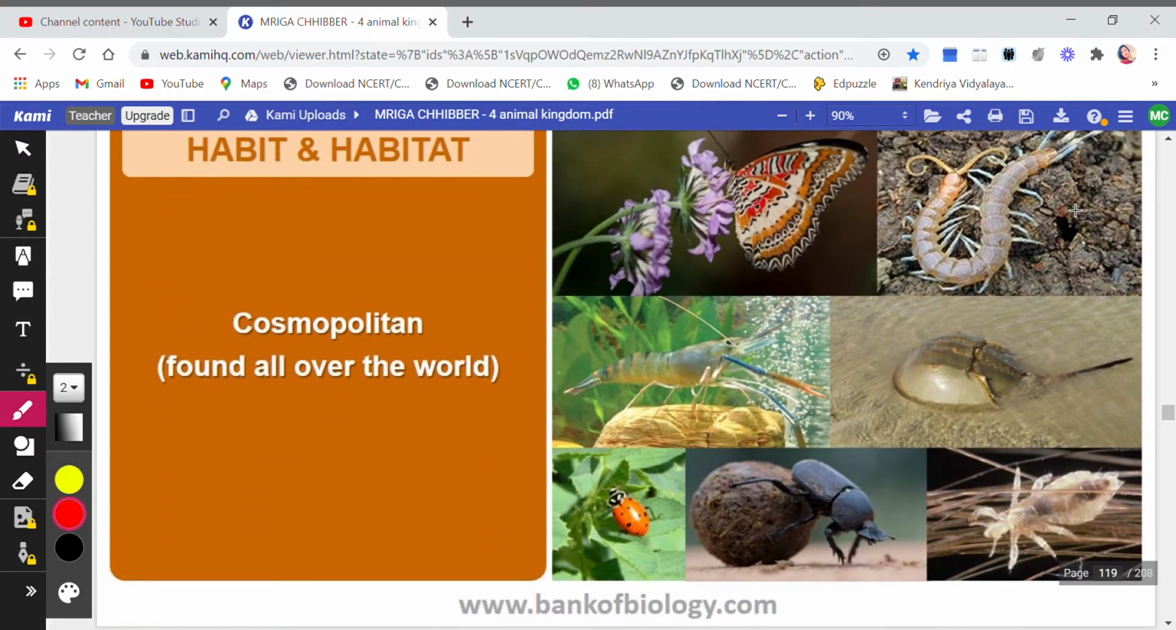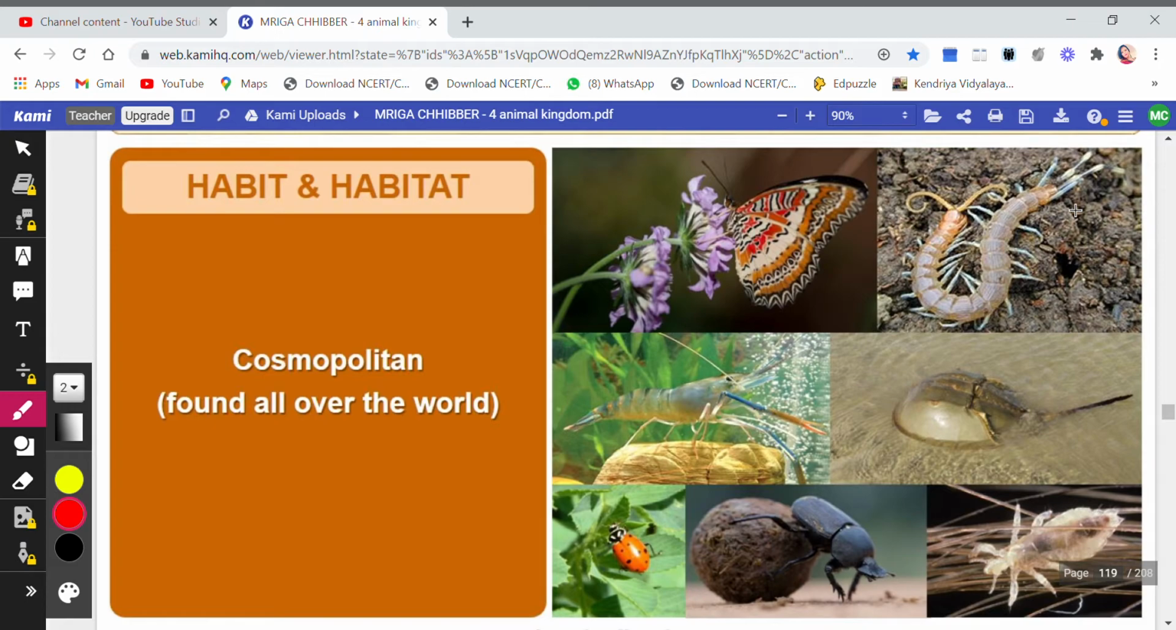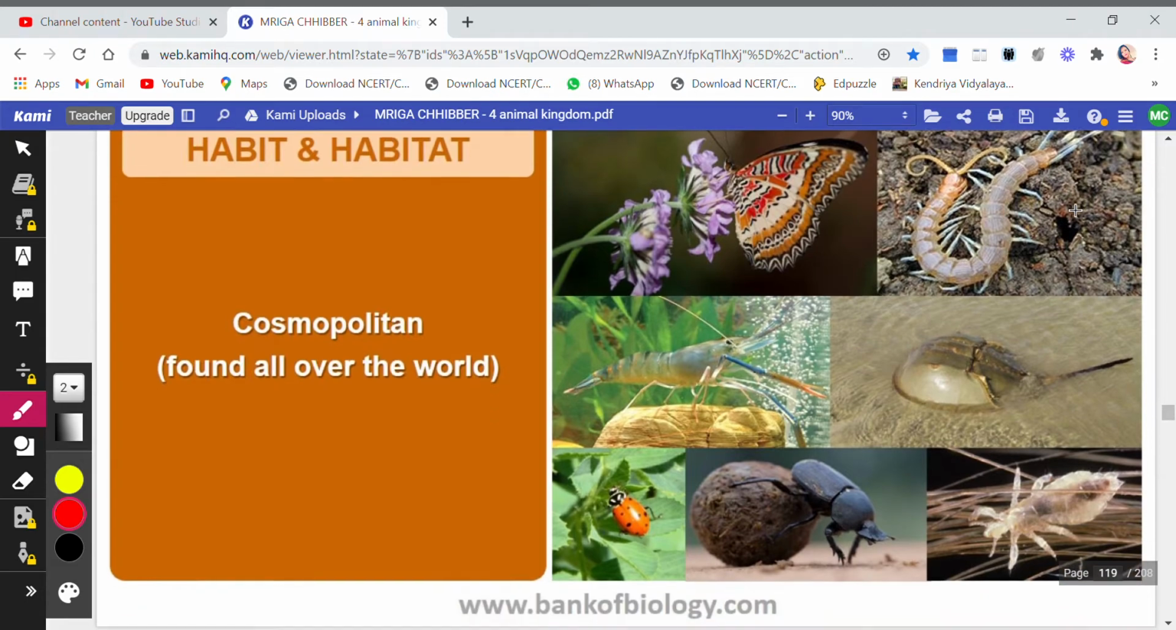Then they are cosmopolitan. Now, what do you mean by cosmopolitan? That means they are present everywhere, found all over the world. You can't specify that they will be found only in water or in the air or on the land. They are found everywhere. So they are cosmopolitan.